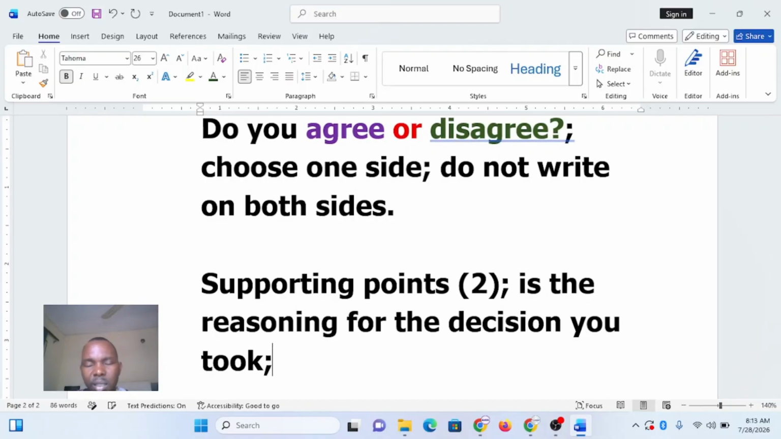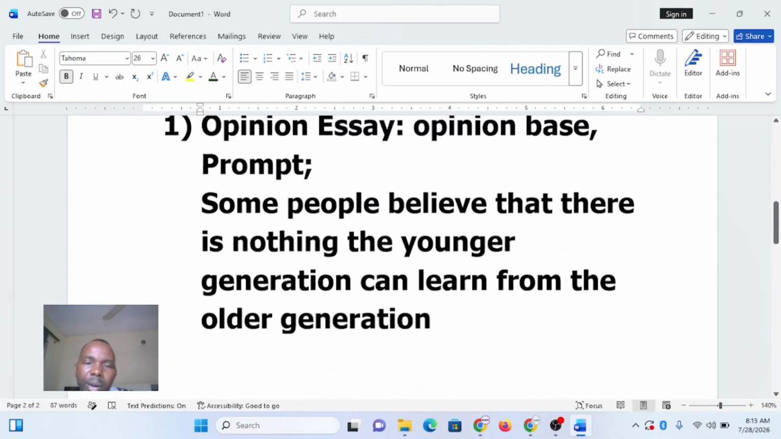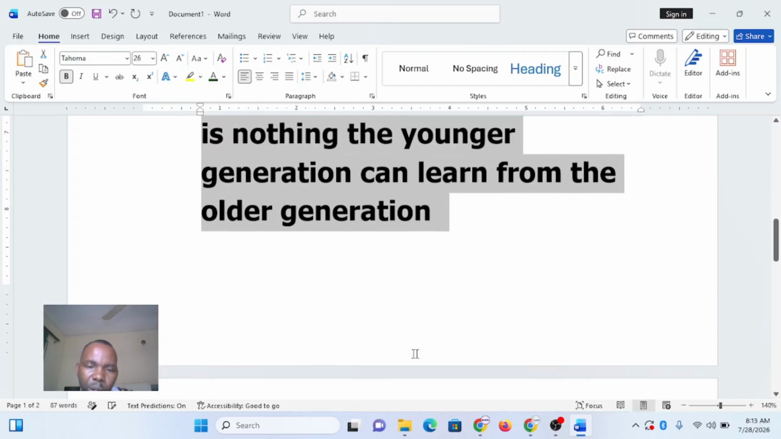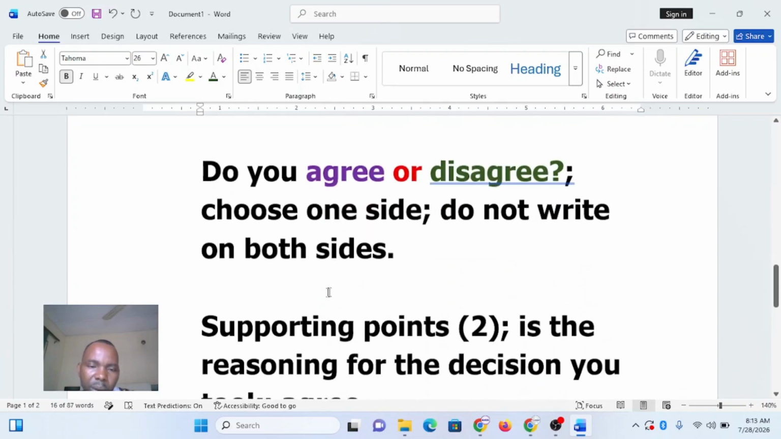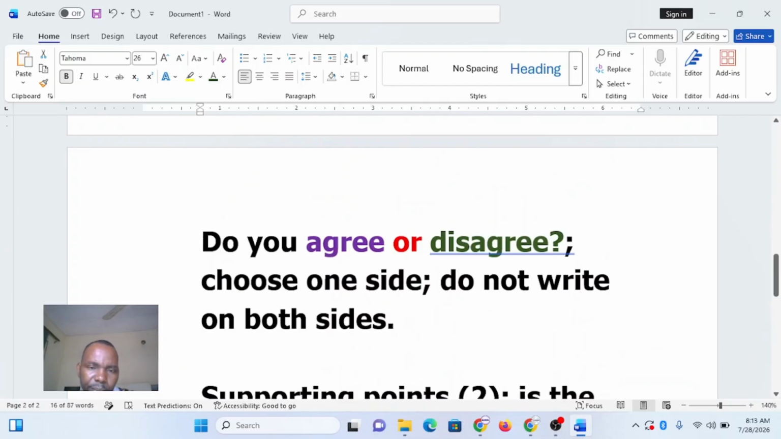So in this case, if you agree, for example, the next question is, why do you agree? So you are going to state at least 2 reasons why you agree. If you disagree, why do you disagree? You are going to state it. So all of this happens at the beginning of the essay before you start writing. Once you see the question, once you decide that you agree, the next thing is to write down the 2 supporting points.